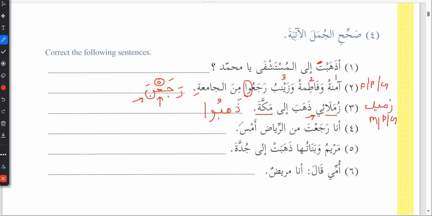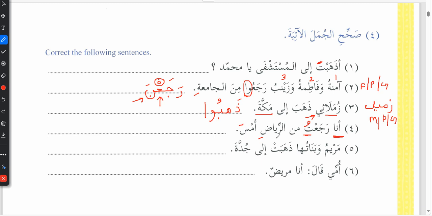Ana raja'ta. Now, ana, you are saying about yourself. So what kind of damir are you going to use from the mutakallims? Tu. أنا رجعت من الرياض أمس. So this is zarf, so it will have a fatha.